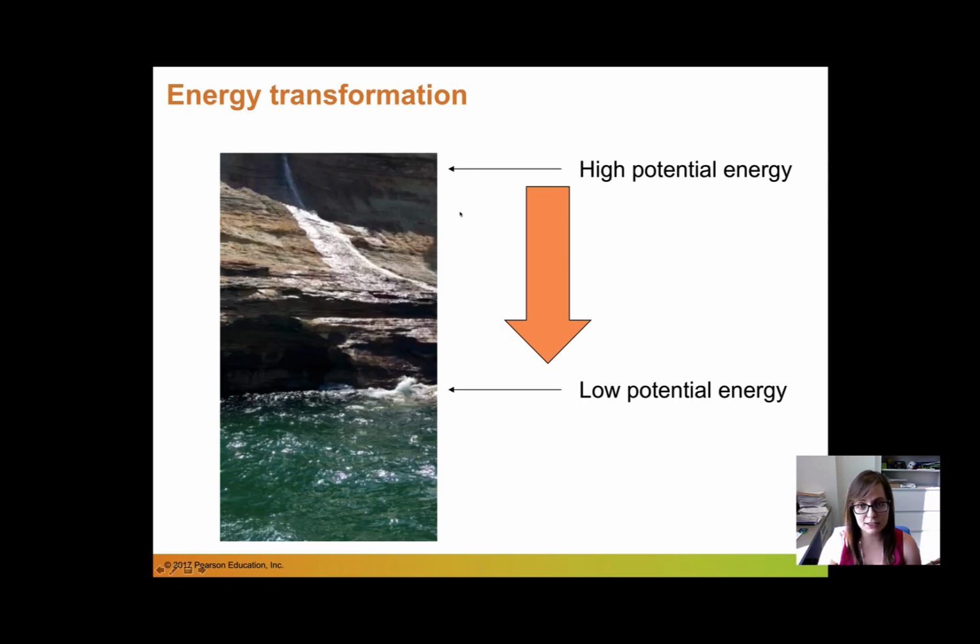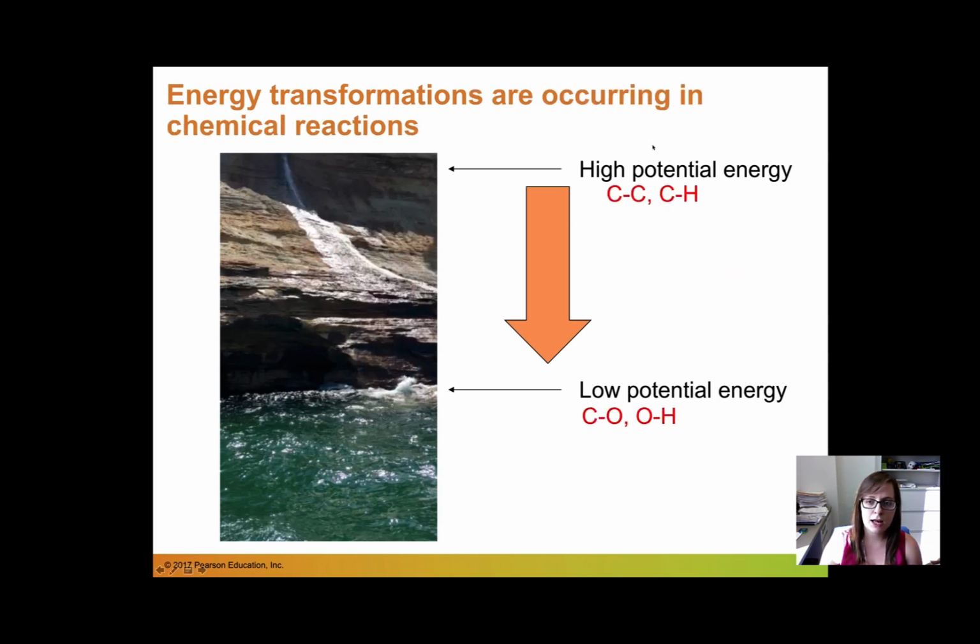And the energy isn't lost, instead it's transformed as kinetic energy as it moves down, and then once it hits the bottom, that kinetic energy is transformed again to heat or sound or some sort of mechanical energy. And the same kinds of energy transformations happen inside cells. So chemical bonds with high potential energies are those between carbon and carbon and hydrogen.